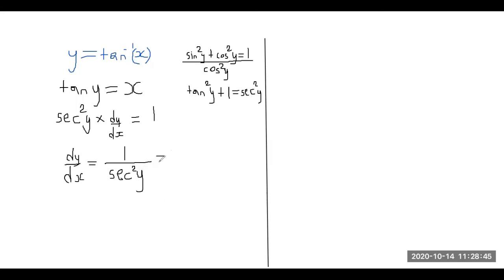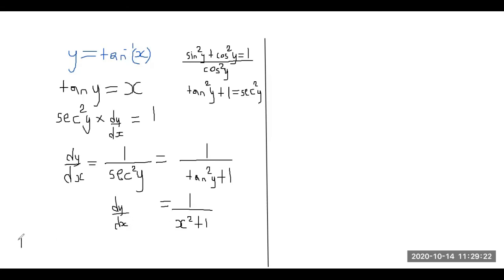So we can replace sec square in dy by dx with tan square y plus 1. Now tan y is x, and so tan square y is x squared. And so dy by dx works out to be 1 over x squared plus 1. So that is dy by dx. So that's how we derive the derivative of tan inverse.